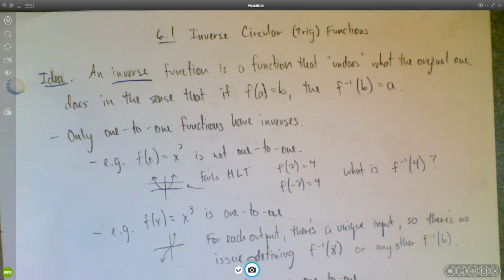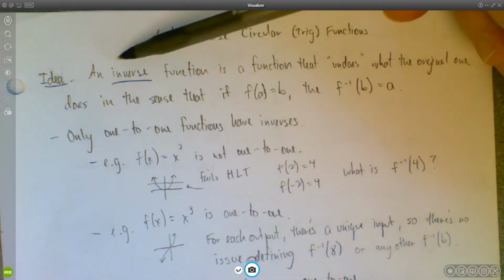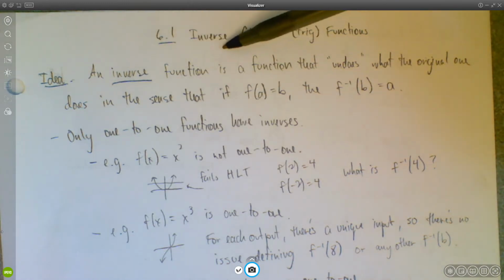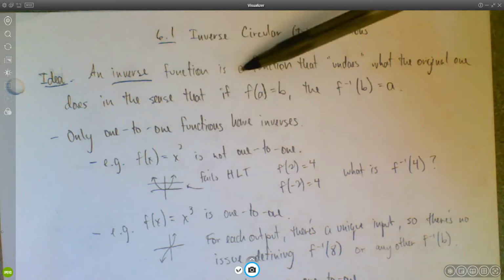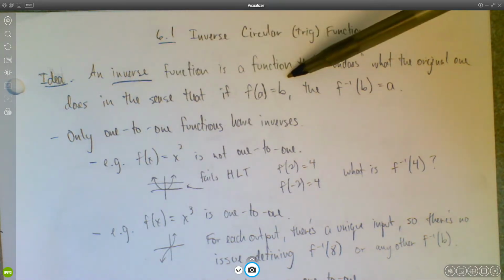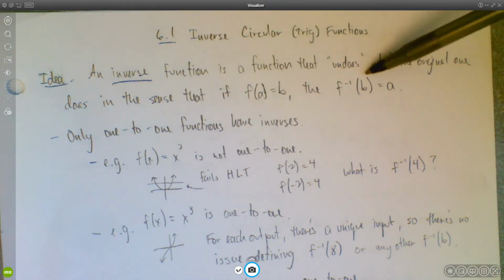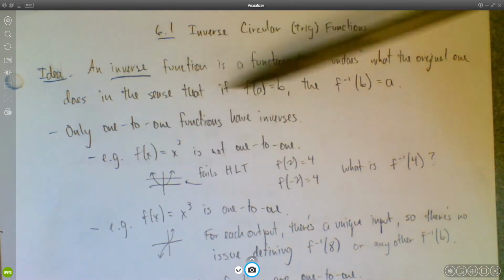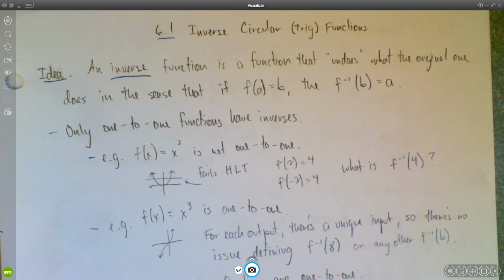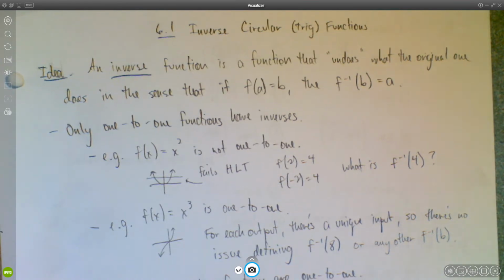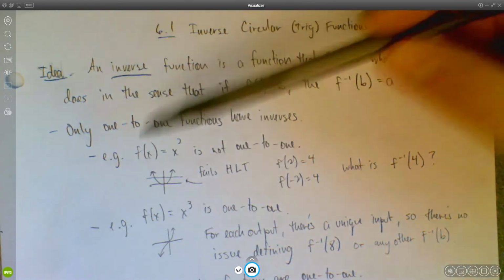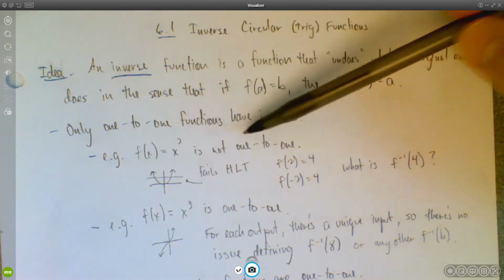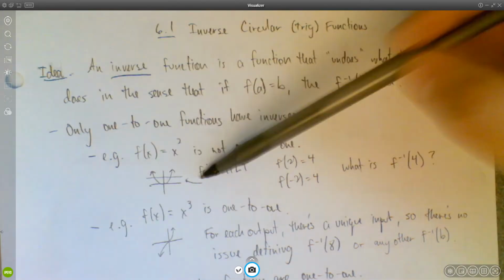So let's do that. First of all, just in general, the idea behind an inverse is that an inverse function undoes the original one. So if f of a equals b, then it should be the case that f inverse of b equals a. Now, because of that, only one-to-one functions have inverses. And you may remember from your algebra days what it means for a function to be one-to-one. So for example, f of x equals x squared is not one-to-one. It fails the horizontal line test.